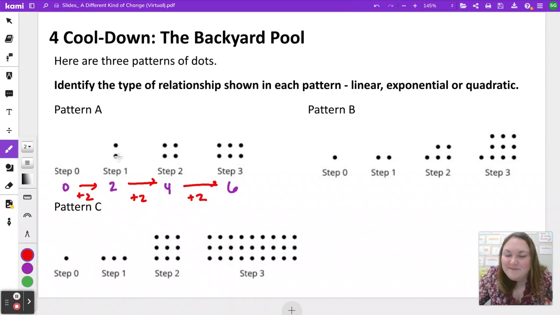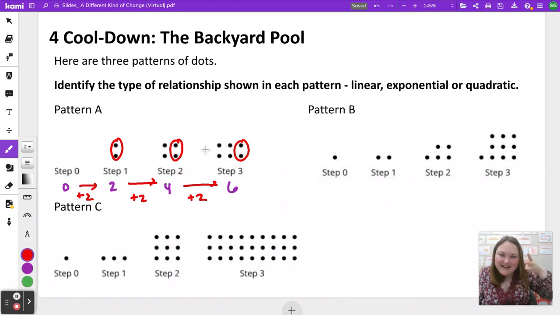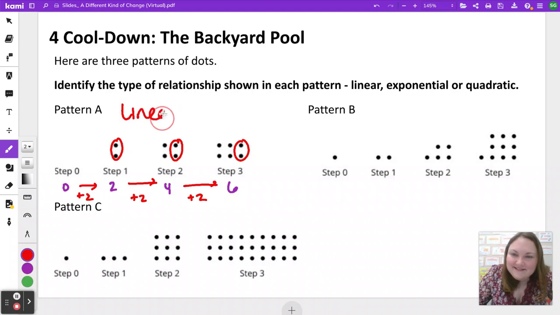And I can see that in the pattern. Here we have no dots, so I added 2 to it. And then I'm taking the picture from before and adding 2 more dots. I can see the 2 that just keep getting added on the end. And because we're going up by a constant amount and we are adding 2 each time, that makes this a linear pattern. For pattern B, I'm going to do the same thing and put the totals at the bottom.